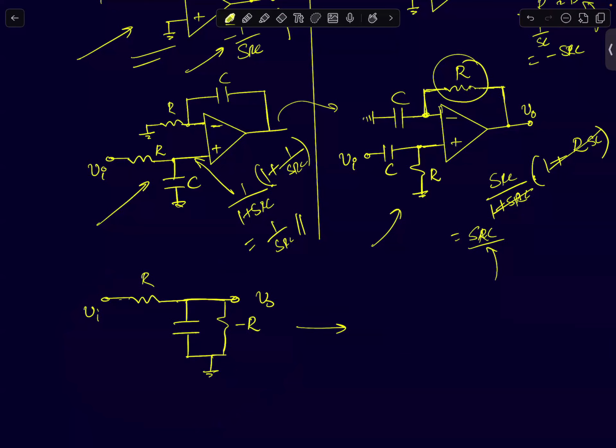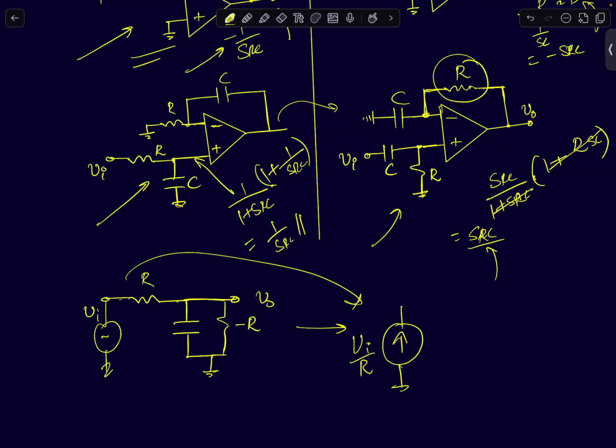See, when a circuit is very small, you can use a lot of tricks to solve it. This is a Thevenin resistance, right? A voltage source and a resistance in series is a Thevenin equivalent. Convert it to a Norton equivalent. If you convert it to a Norton equivalent, then what do you get? You get a current source of value Vi by R. That's like a source transformation. You can convert a voltage source and resistance in series to a current source and resistance in parallel. So you get plus R, capacitor, and minus R.